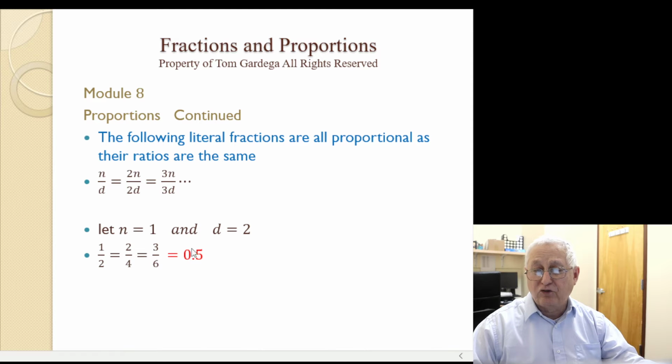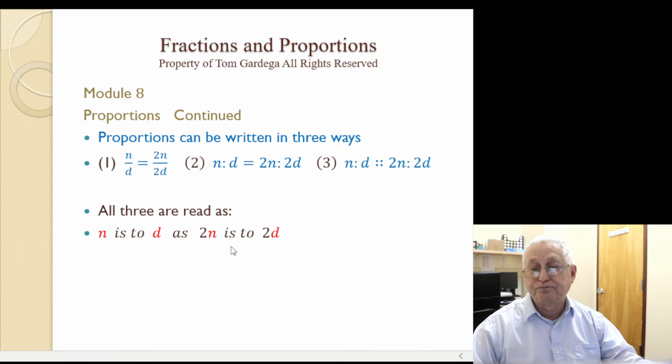1 divided by 2 equals 0.5. 2 divided by 4 equals 0.5. And also 3 divided by 6 equals 0.5.